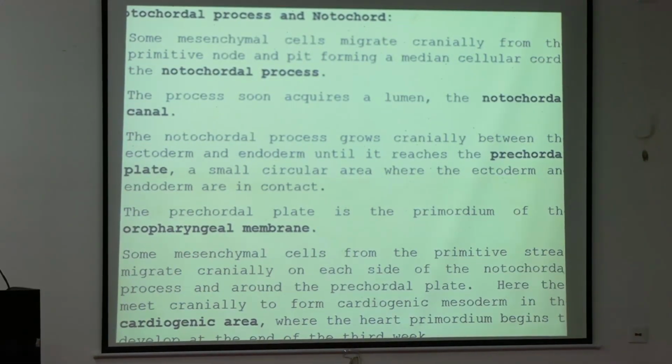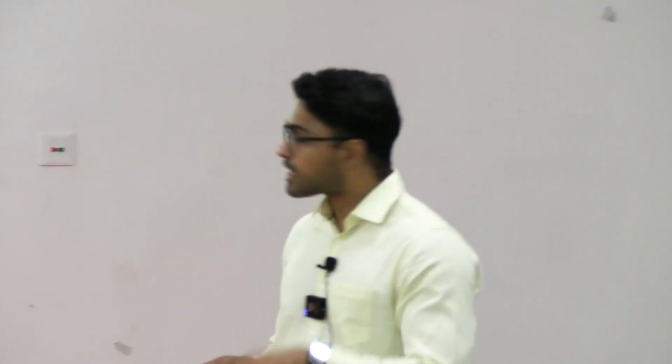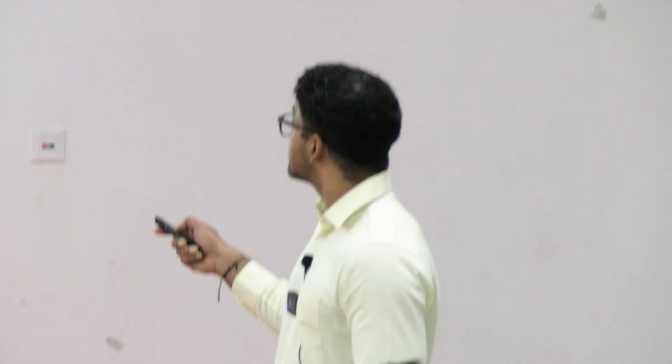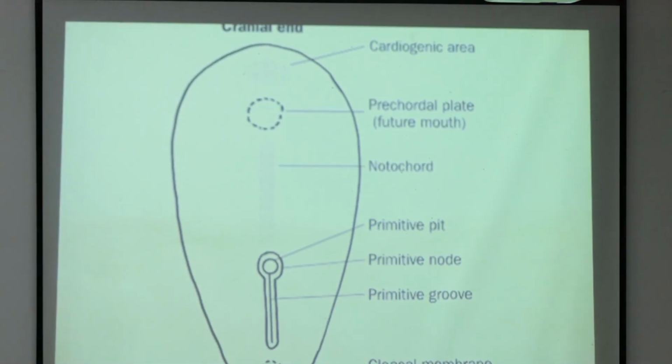That is the one where the endoderm and ectoderm are opposed, and the precaudal plate is the one where the primordium of oropharyngeal membrane is present. Some cells from the notochord move ahead of the precaudal plate and they form the cardiogenic area. This is the cardiogenic area. So the cardiogenic area is formed by the cells of notochord. They bypass the precaudal plate and collect here and form the cardiogenic area.